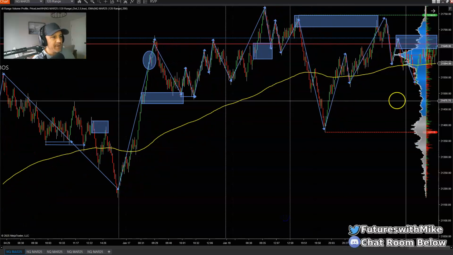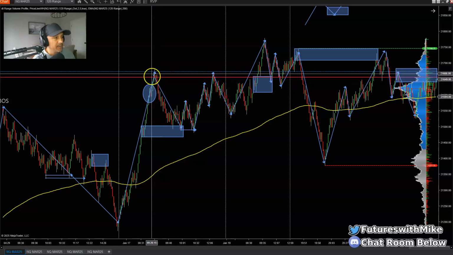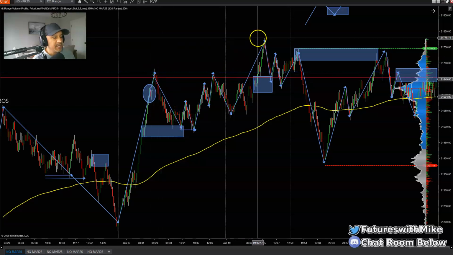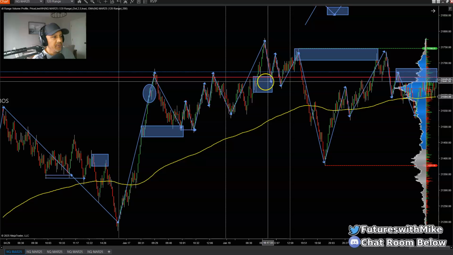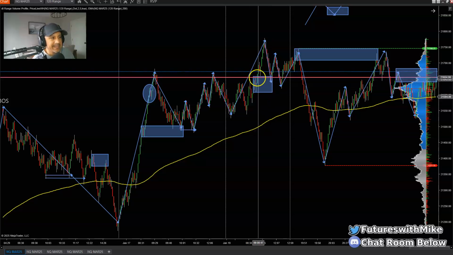Again, what do you have here? Let's move the chart down. It breaks a major area of structure up to the upside on the move up. It comes back. This is a high probability zone. There's a small gap on this candle here back at this demand zone.